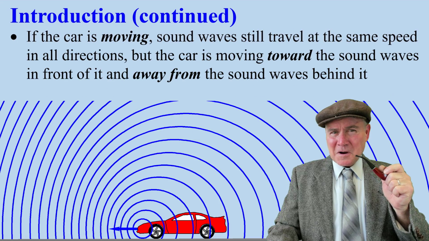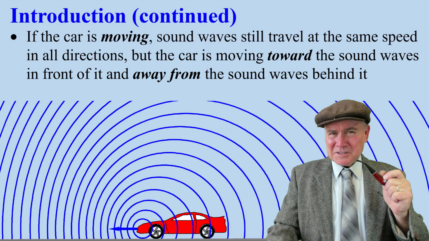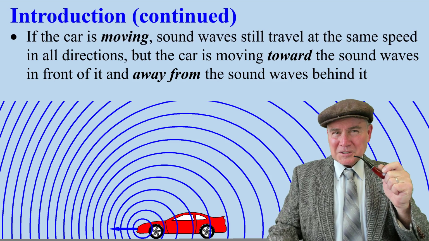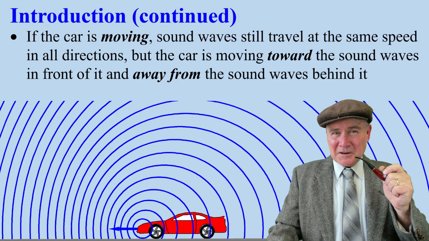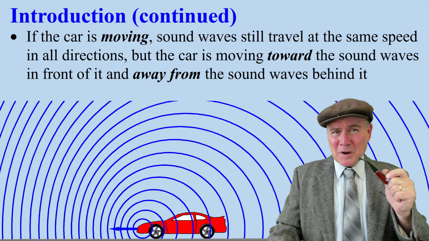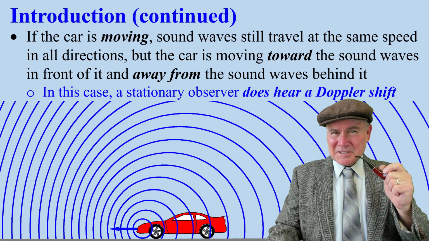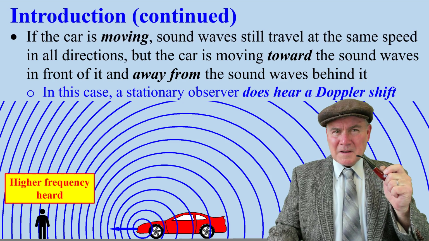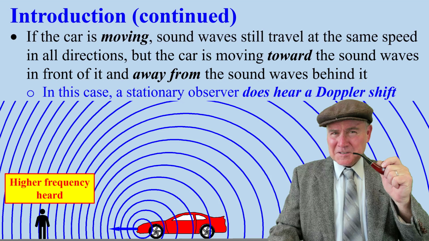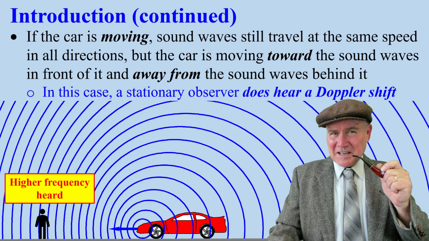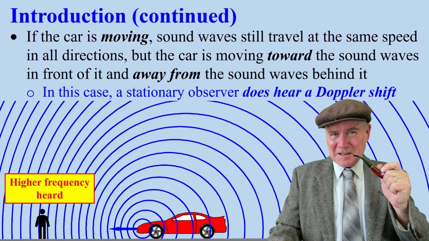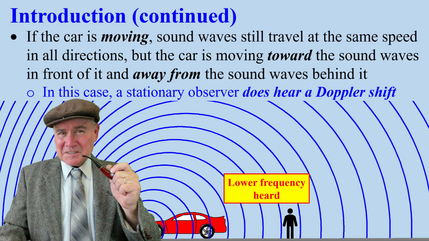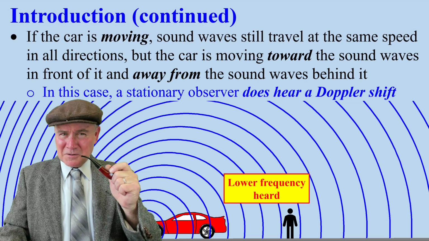Now consider when the car is moving. The sound waves still travel at the same speed from the source, but the source is moving towards the sound waves that are in front and away from the ones in the back. So a stationary observer will experience a Doppler shift. A person in front of the car hears a higher frequency because the sound waves are closer together as they reach his ear. A person standing in the back hears a lower frequency because those sound waves are more spread out.